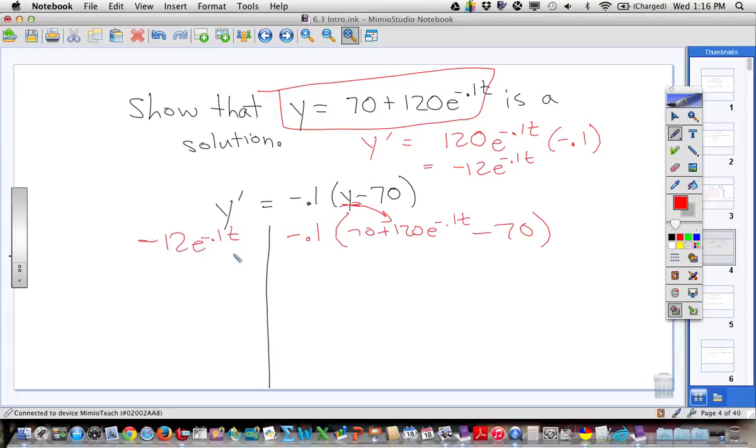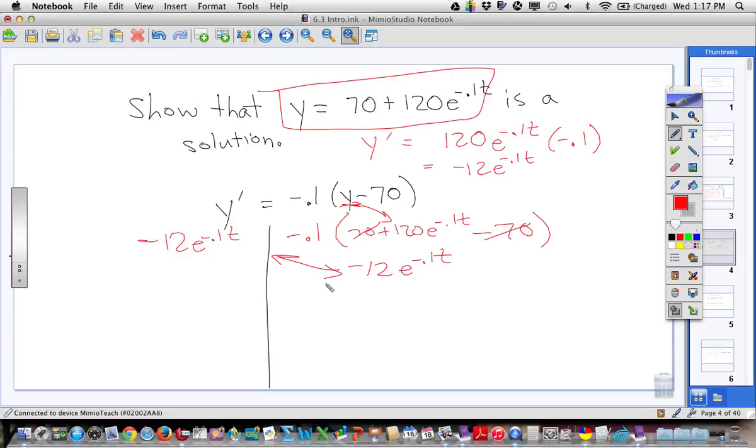Now you actually get to use your calculators here, so you could just have the calculator do that derivative for you. And then you've got this. Well, what happens here? The 70s cancel. You take negative 0.1 times 120, which sure enough is negative 12 e to the negative 0.1 t. And so, yep, they match. Right? That's how we did that.